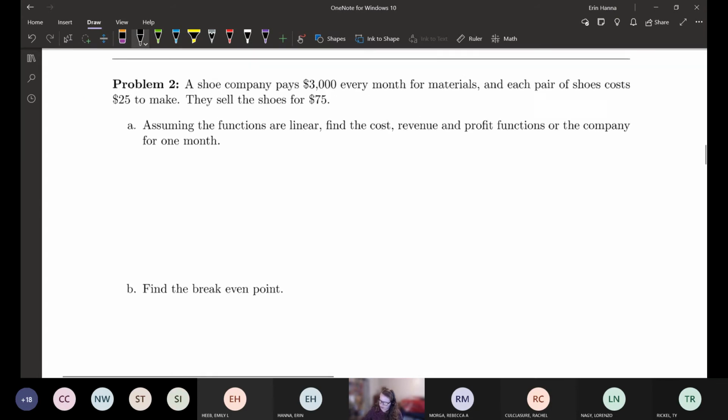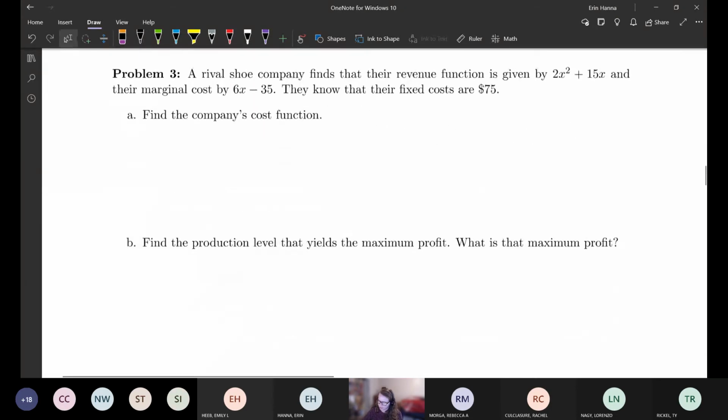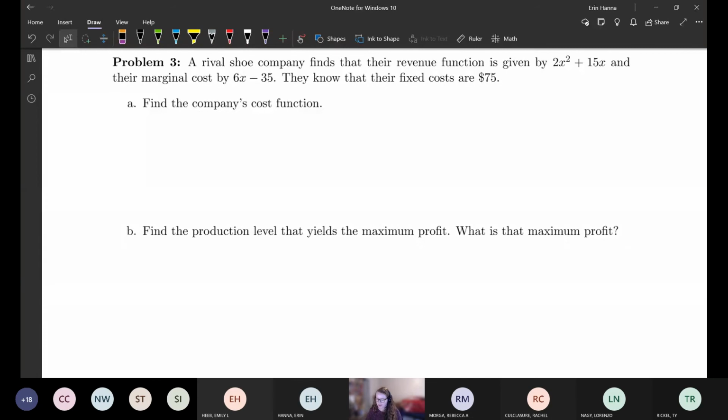I want to go down to this one. It says a rival shoe company, because the one before it was about another shoe company. But anyway, a shoe company finds that their revenue function is given by 2x squared plus 15x, and their marginal cost is given by 6x minus 35. They know that their fixed costs are $75. Find the company's cost function, and then find the production level that yields the maximum profit. What is the maximum profit?